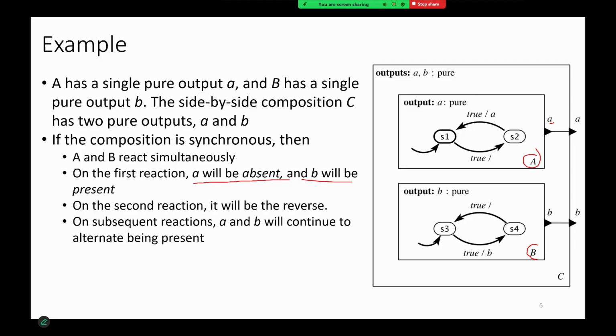This is according to the condition inside the system. It's not something available in all synchronous state machines, just in this example. From S1 to S2, which is the first step, we output nothing. From S3 to S4, we output B. So B will be present and A will be absent. Then when we go back from S2 to S1, we output A and B will be absent. So A and B are oscillating. Do you agree? Okay, great.